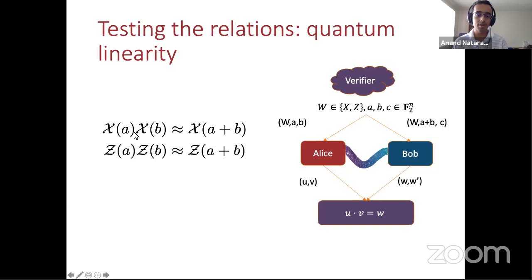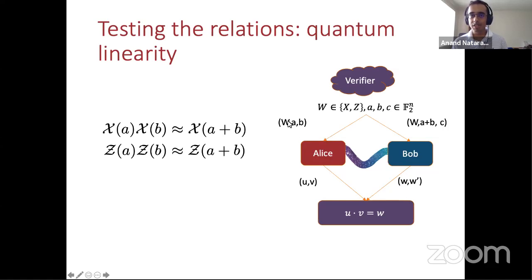So how does the test work? Well, it's basically the following. If I want to check that Alice and Bob's calligraphic X observables satisfy this relation for particular A and B, I'll just tell Alice, I want you to measure in the X basis, and I'm going to ask you to measure X of A and X of B. So I'll send her X, comma A, comma B. And then I'll tell Bob X, I'll tell him the sum A plus B, and I'll give him a random third vector C that's just a decoy, so he doesn't know that he's being tested against Alice.